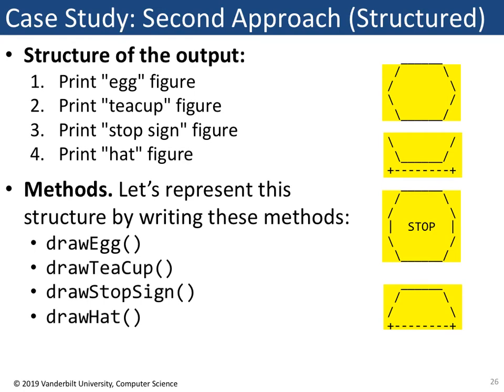So the structure of the output, shown here in yellow, we are going to draw an egg, followed by a teacup, followed by a stop sign, followed by a hat. So then this naturally separates itself into 4 methods: drawEgg, drawTeacup, drawStopSign, and drawHat. And this is nice because by coding each of these methods, if we wanted to draw 2 eggs, we could simply call drawEgg twice, and we would effectively draw 2 eggs. So this prevents us from having to copy and paste code to achieve the same functionality in multiple locations.